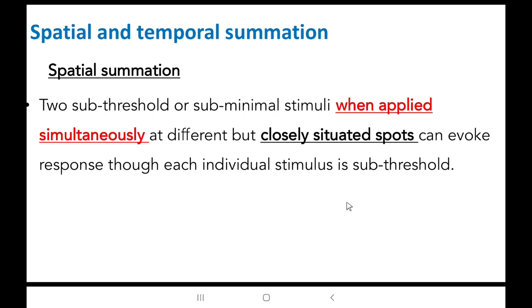Now spatial summation. Spatial summation is when two subthreshold or subminimal stimuli are applied simultaneously, meaning at the same time, and they are situated very closely, the responses sum up and it will give a response. It is called spatial summation.